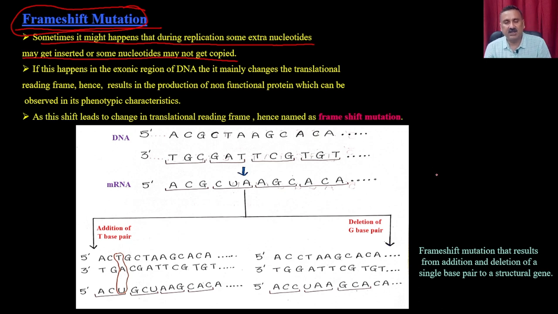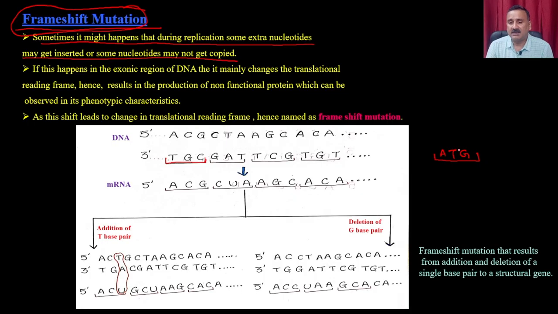This frame information you will be able to understand when we discuss translation, because you know that the protein is synthesized in the form of codons, right. And a codon is made up of three nucleotides. So, protein is synthesized in the form of codons. For example, this is a codon, ATG. These three nucleotides are read together by the anticodon present on the tRNA.